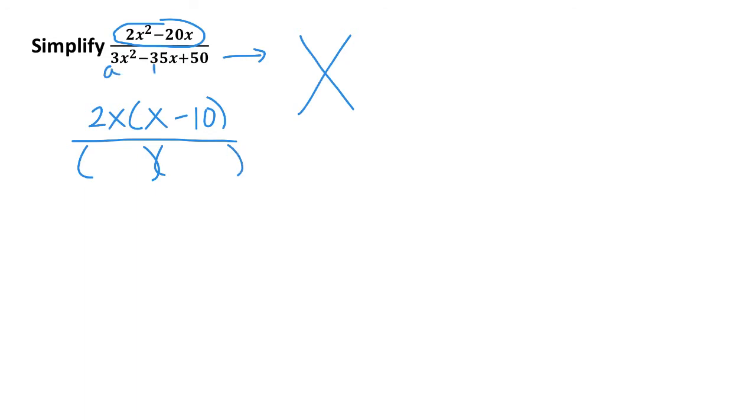This is A, B, C. I put A times C on the top, so 3 times 50 is 150. And then we put B on the bottom, negative 35. So now I'm trying to think of two numbers that multiply to get 150 and add to get negative 35. Let's see, I just did 3 times 50. Those multiply to get 150, but there's no way to add those to get 35. 2 times 75, no. So I'm just trying to list things that multiply together to get 150.